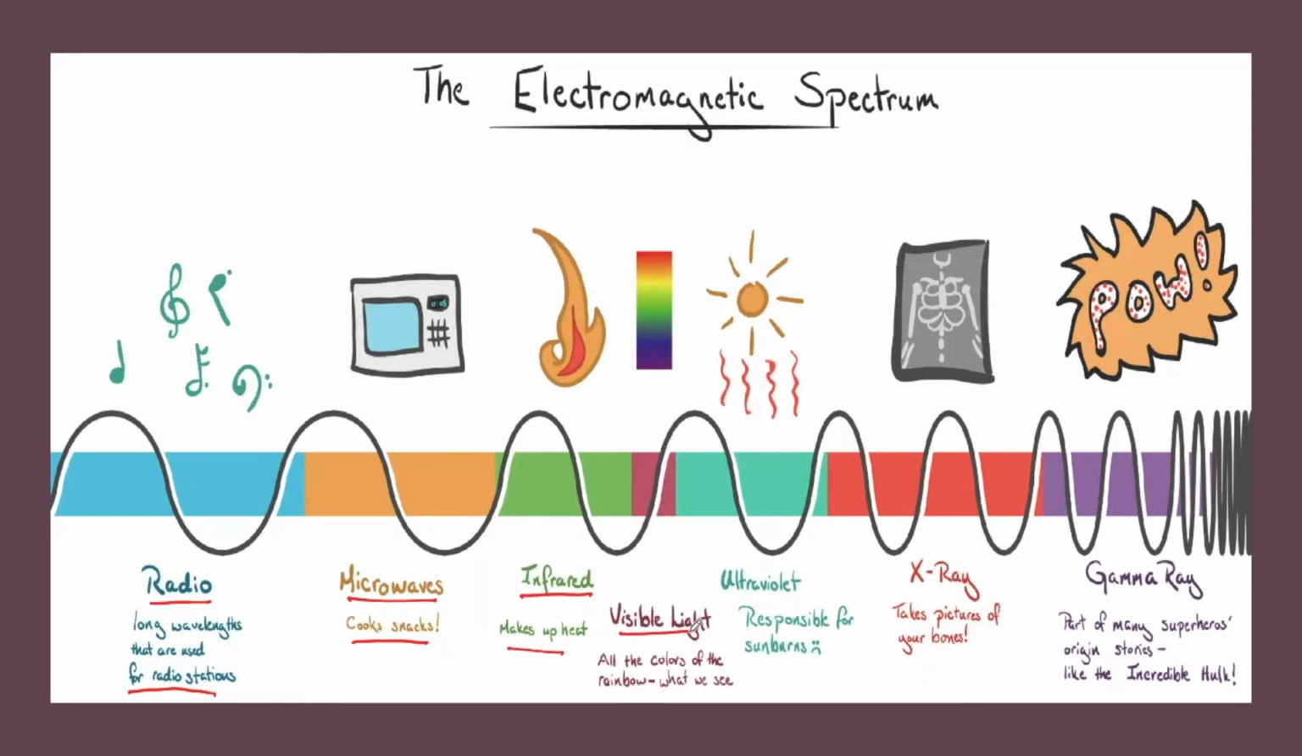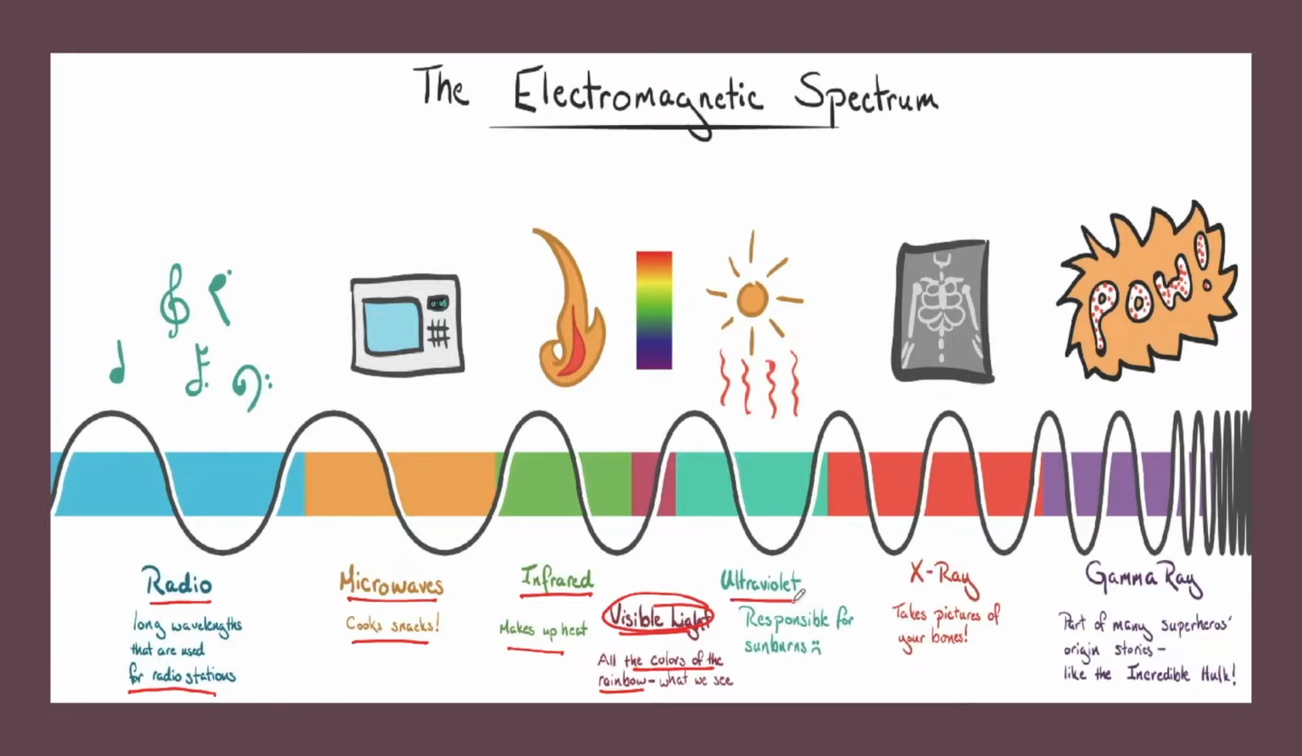Visible light, the more familiar ones, which we have heard about a lot. It means they can be seen with the eye. It's only this part of the spectrum which is visible to the eye, and this constitutes all colors of the rainbow.